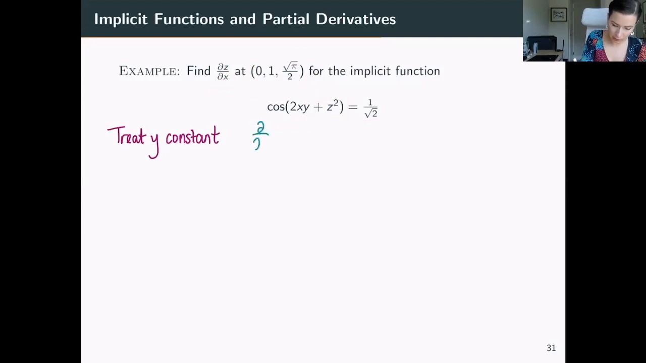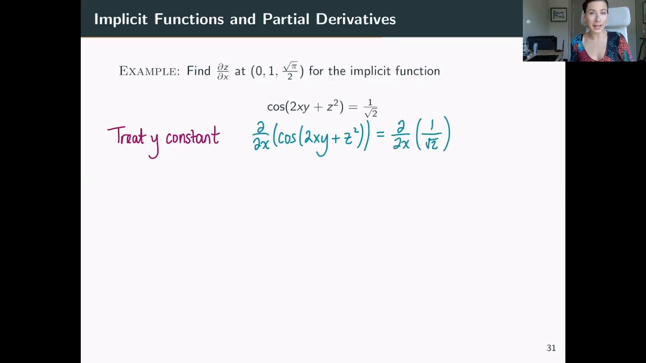So we'll have the partial with respect to x of cosine of 2xy plus z squared equal to the partial with respect to x of 1 over root 2. On the right-hand side, we have the derivative of a constant, which is always going to be 0. Note that if it were something with y over here, it would still be 0. But if it were something with x, then it wouldn't be 0.